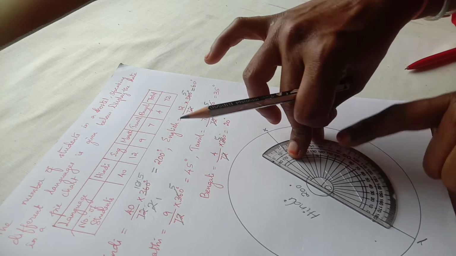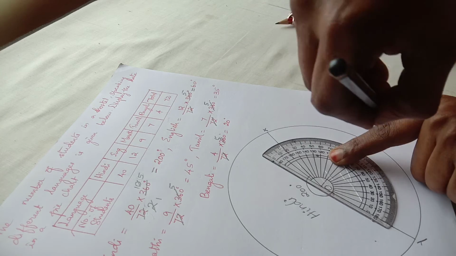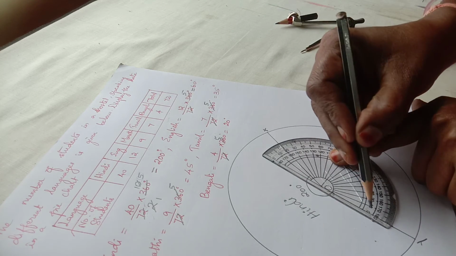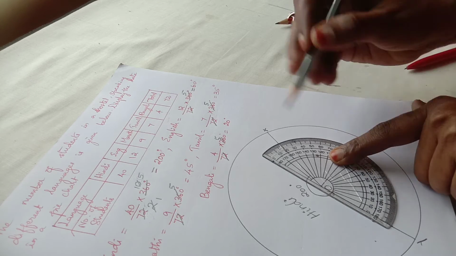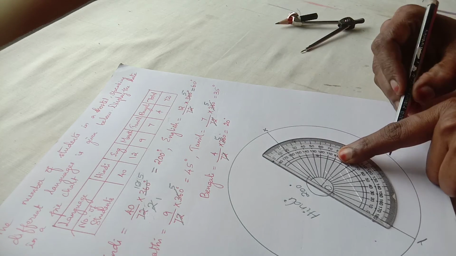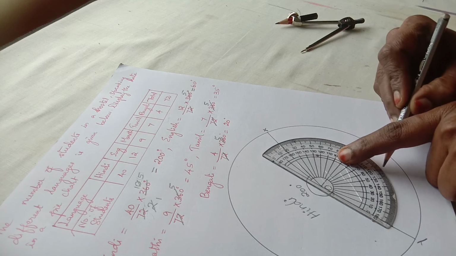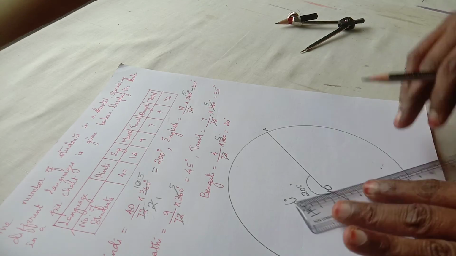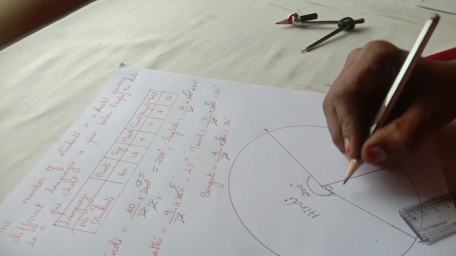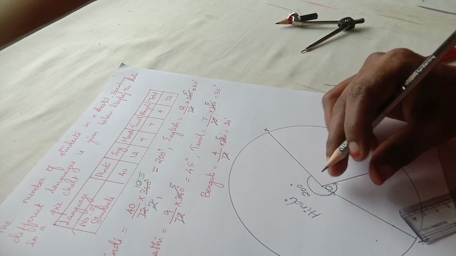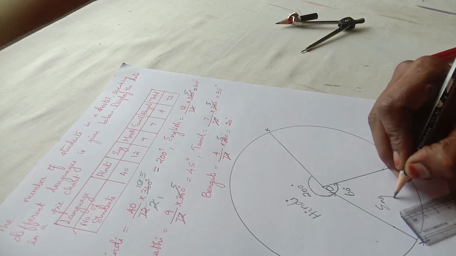Now 60 degrees only. From 0 we need to move like that: 0, 10, 20, 30, 40, 50, 60 here. Over 60 that is 120 there. On 60 we kept a point. So now join. This is 60 degrees. This sector angle is 60 degrees, English.